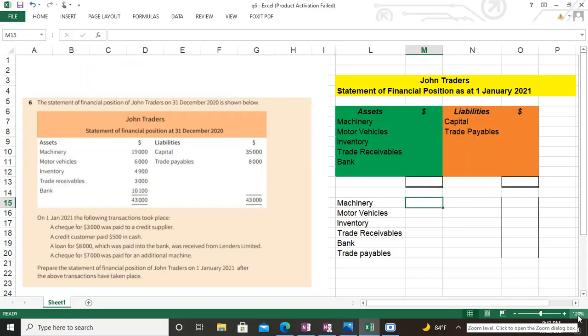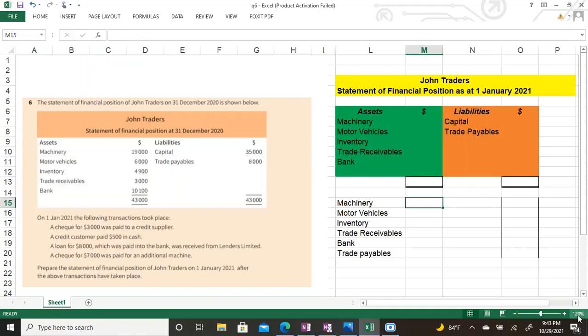In chapter 1 of Catherine Coucom, last time we solved question number 5. Today I am going to solve and explain question number 6. This question is also based on the accounting equation. And what is the accounting equation? Assets equals capital plus liabilities.